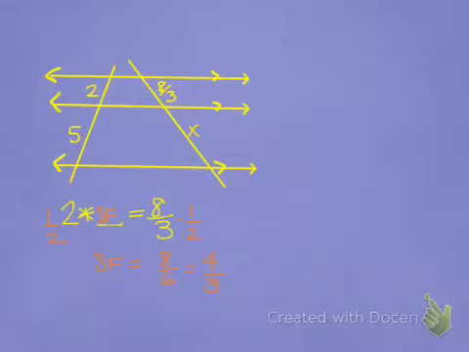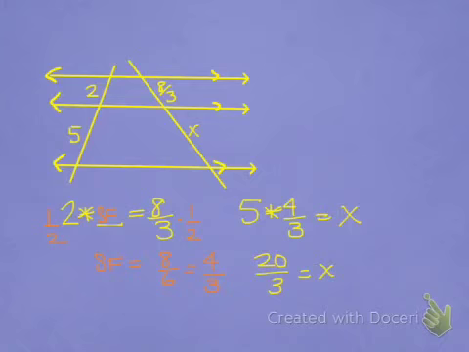So I know that 2 times 4/3 equals 8/3. So 5 times 4/3 has to equal x. So therefore x is equal to 6 2/3 or 20/3.